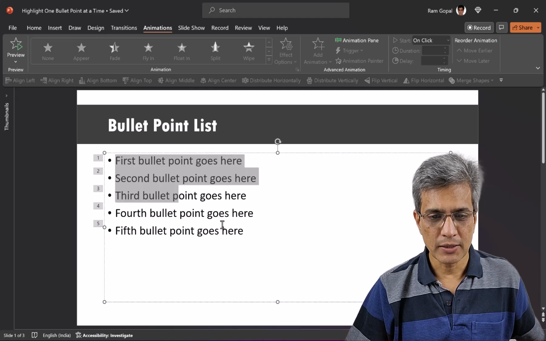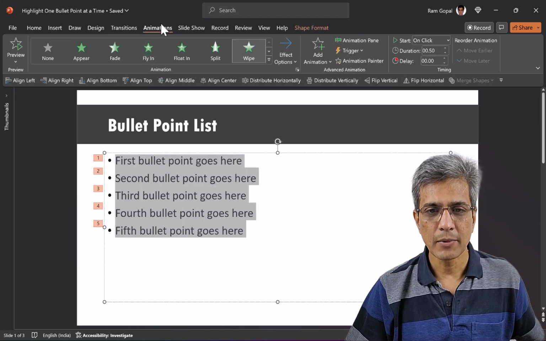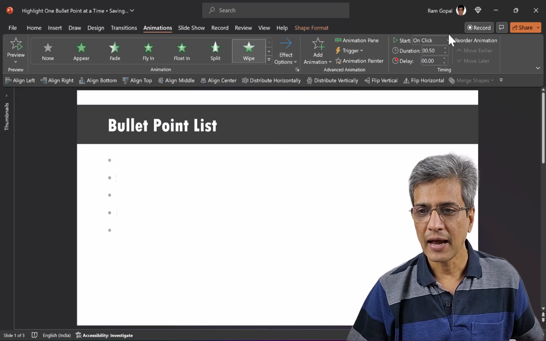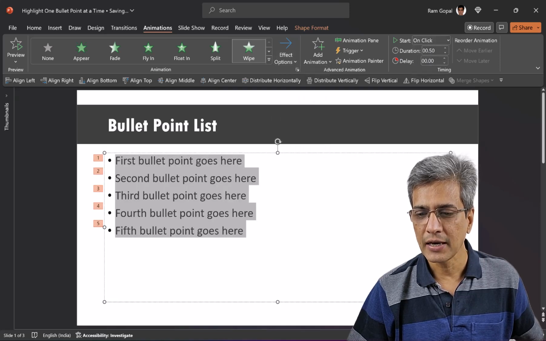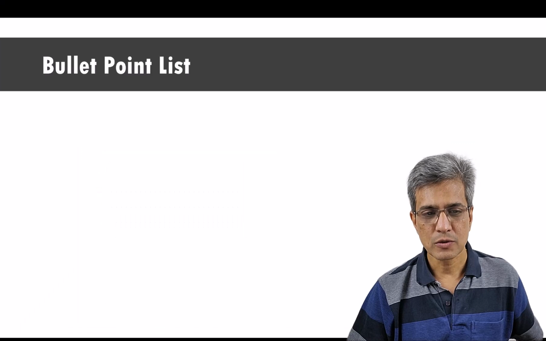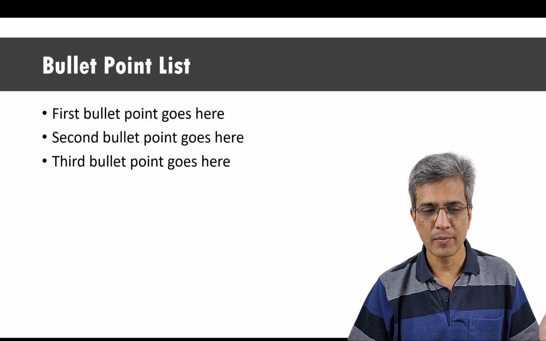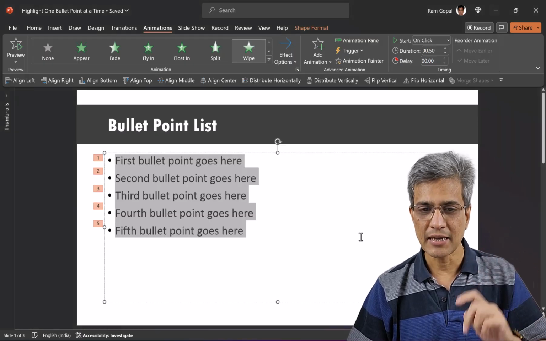You select all the bullet points and then go to animations and apply a simple wipe animation from left, and each one appears on click. So when I go to slideshow, this is what you will see. One bullet point appears at a time. This everybody knows. Let us go to the second step.